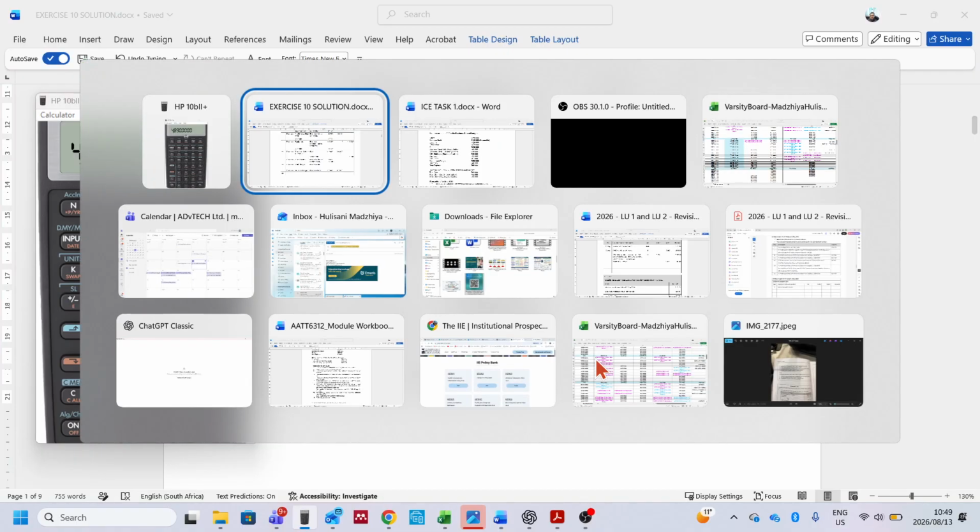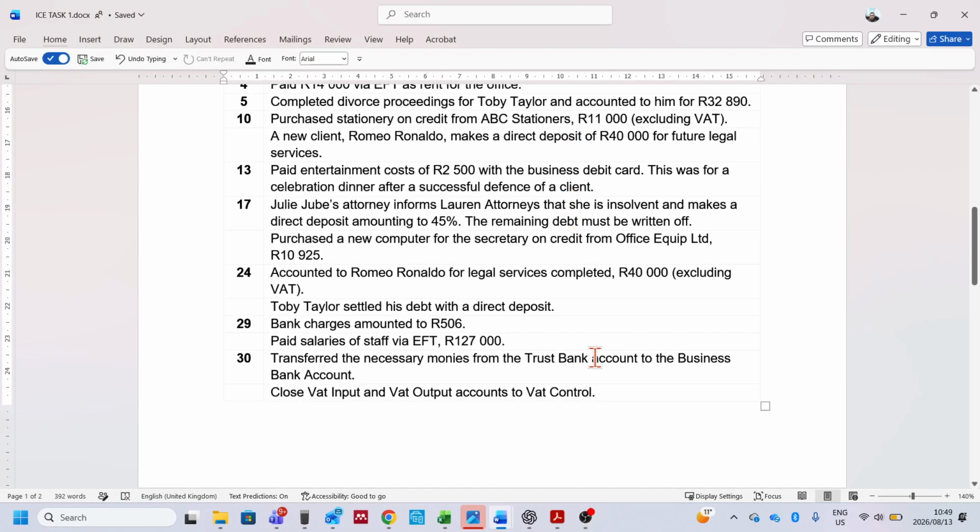Okay, on the 29th, bank charges amount to 506. The bank is offering us a service, which is to hold money on our behalf and facilitate transactions on our behalf. Every time we render a transaction, the bank is the one facilitating those transactions, which means that they are offering a service to us. So when they charge us bank charges, we are being charged for a service. So this means that there will be VAT included in the amount.